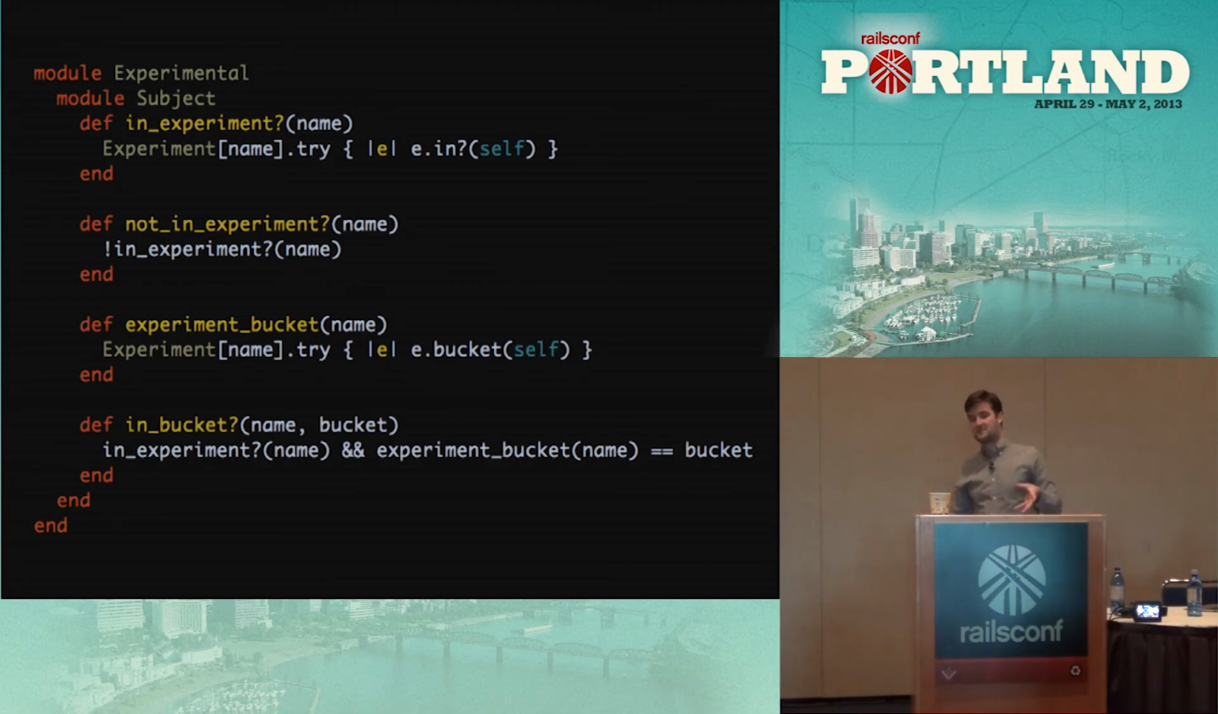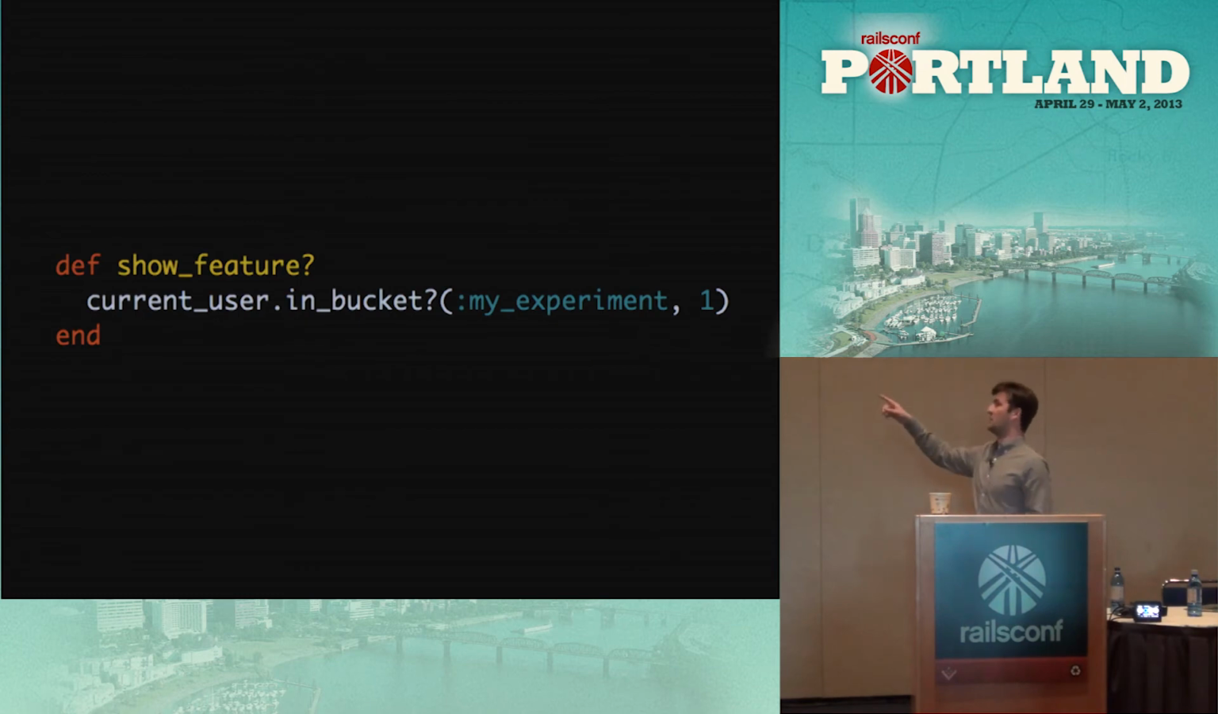Which means that we can also wrap this at a higher level, and we can say, well, is this user in this experiment? What is their experiment bucket, and are they in the bucket that I'm asking for? So what we end up doing for reals in our code is something more like this. So is current user in bucket 1 for the experiment that I'm running?